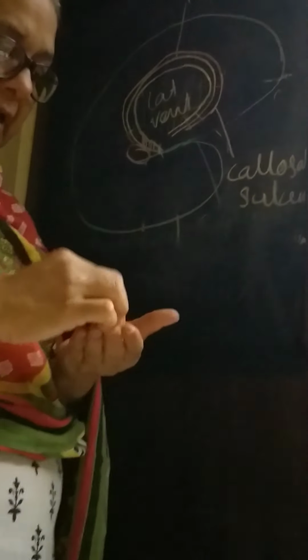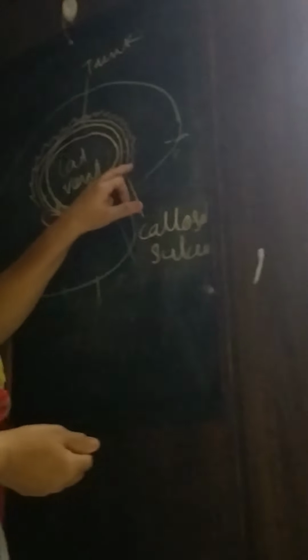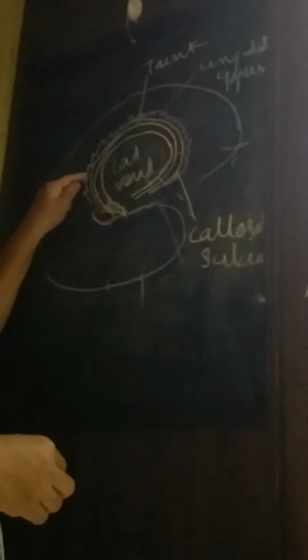Then above this callosal sulcus is present a gyrus. That's why I'm drawing it zigzag, so that you can identify. This zigzag structure which you see is called the cingulate gyrus. So there is a gyrus present above the callosal sulcus, and this is the cingulate gyrus.